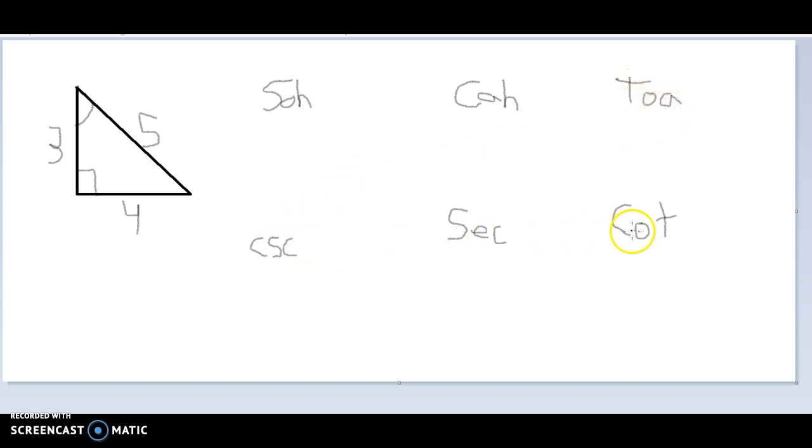And for the next three, we do not have a word that will make it easier for us to memorize it. Therefore, we will just have to memorize the trig ratios as they are.